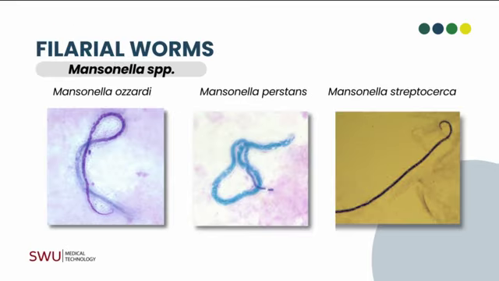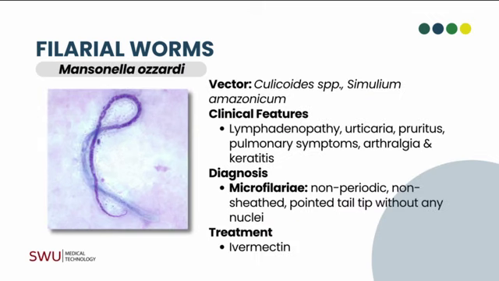The last of the filarial worms include the Mansonella species, including Mansonella ozzardi and Mansonella perstans, in which the adult worms reside in the serous cavities, and Mansonella streptocerca, in which the adult worms reside in the subcutaneous tissues. So for Mansonella ozzardi, the vector for this one is Culicoides species, or the midges, and Simulium amazonicum, which is a species of black flies.